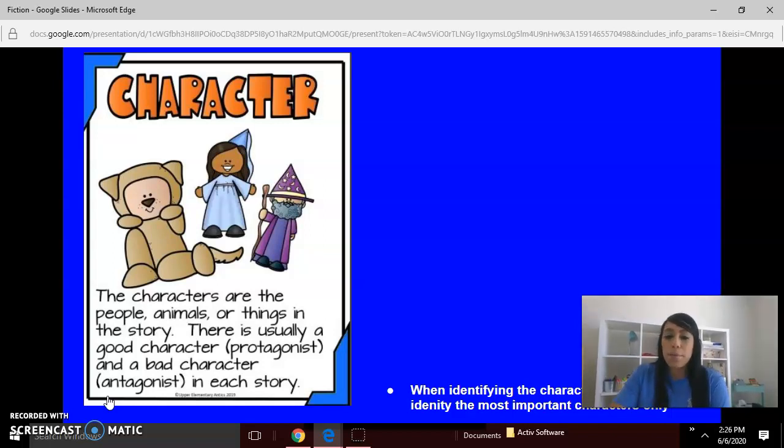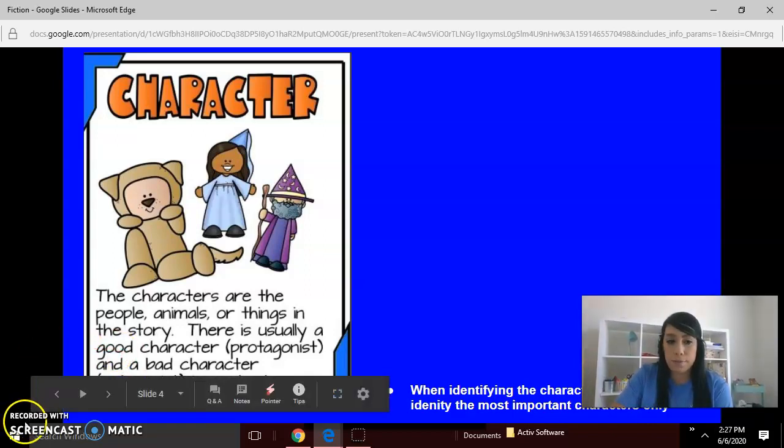So one big thing is that when identifying characters in our stories, we do not identify all of the characters, because a lot of our stories can have up to 10 characters and we don't want to identify all of them. We just want to identify the main and most important ones. So like I told you guys earlier, we're going to use the Three Little Pigs, the story. So I want you to take a second and think about who are the main characters in that book. Just the main ones, not all of them. Who are the main characters?